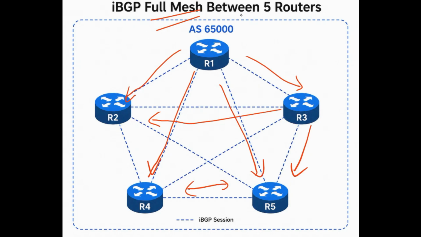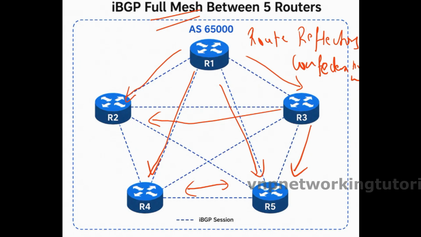To solve this scalability issue, network engineers use route reflectors or confederation. Route reflectors allow certain routers to redistribute iBGP routes to other iBGP peers. This removes the need for a complete full mesh, and confederation divides a large AS into small sub-AS internally. These methods improve scalability in large networks. In my upcoming videos, I will be covering route reflector and confederation separately with detailed explanations for each topic.